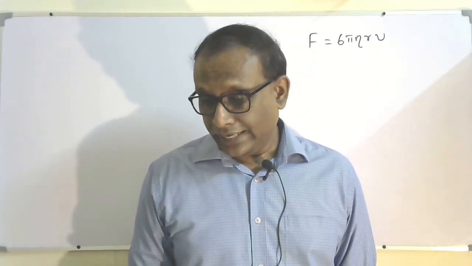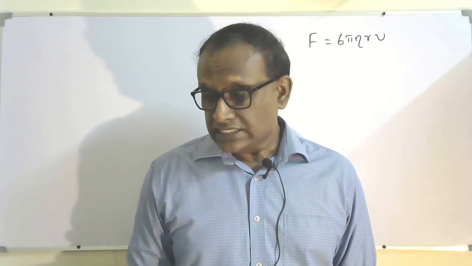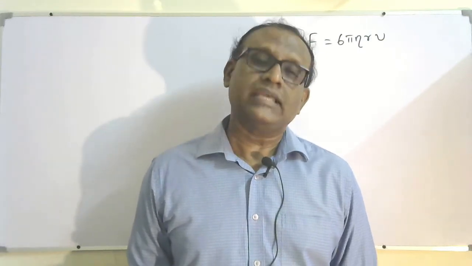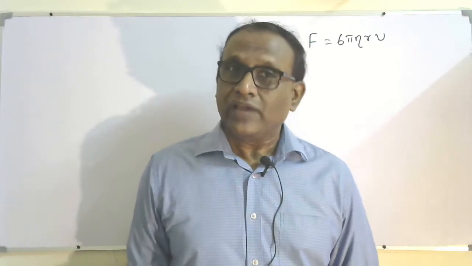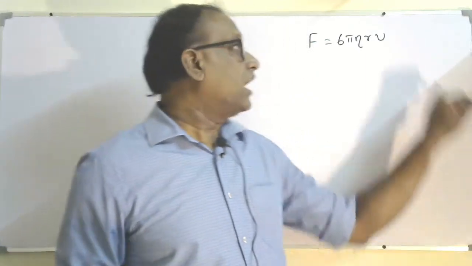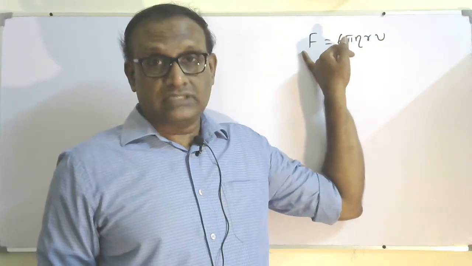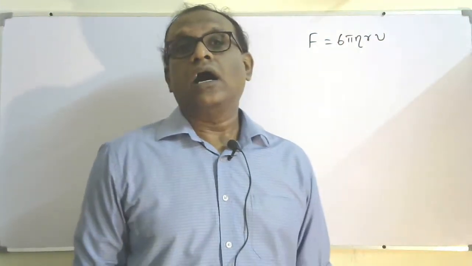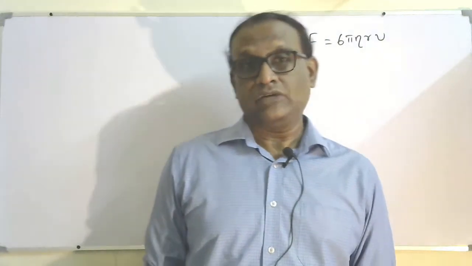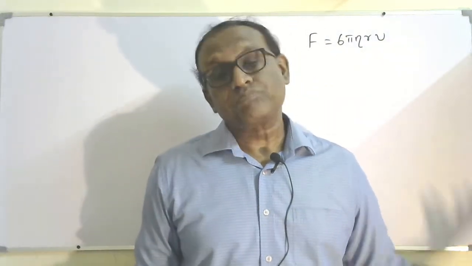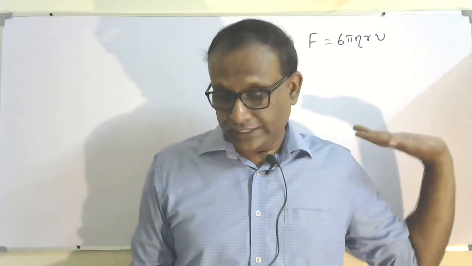Second statement, B: a large sphere moving slowly through a fluid. We don't know the numerical values, but large sphere means r is larger. That can also make the drag force larger, so it could become turbulent flow. So we can't use the equation. Stokes' law cannot be used.